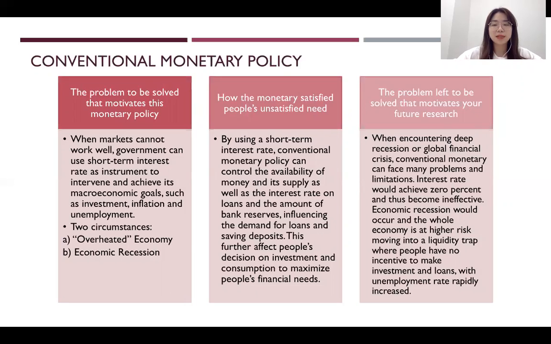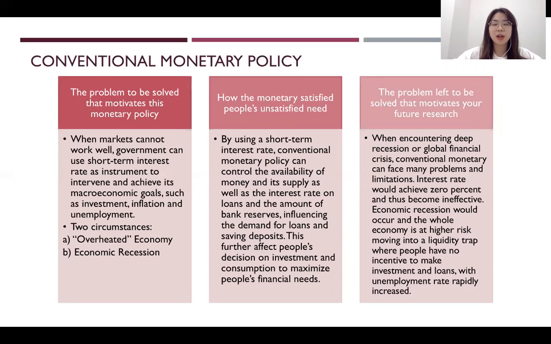There are 2 circumstances for the government. The first is overheated economy with extremely high inflation. The central bank can raise the target interest rate to make money more expensive and decrease the money supply and reduce the aggregate demand for cash. Government bonds are sold in the open market in this case.